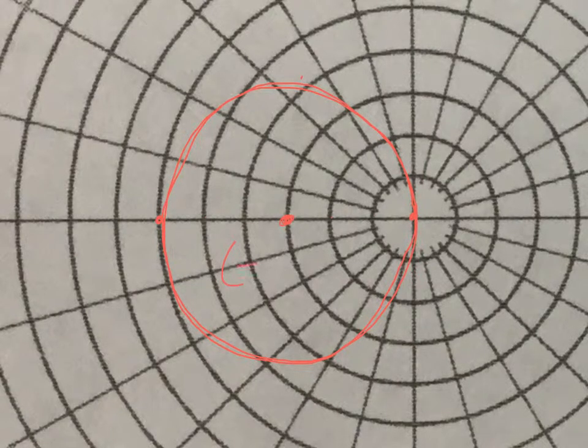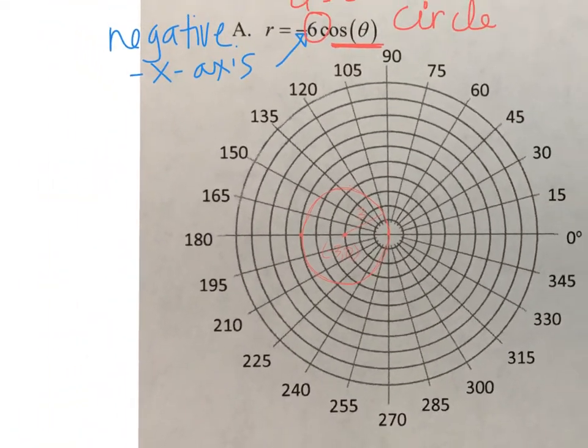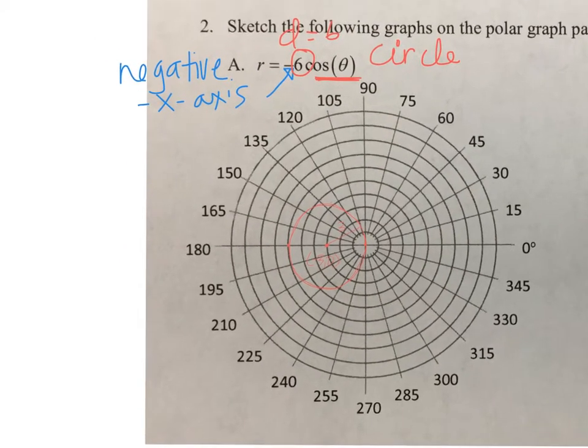The center is at the point -3, 0. It has a radius of 3 and a diameter of 6. And those are things you should recognize from this graph. If it were a sine graph, then it would open along the y-axis. But because it's a cosine graph, it opens along the x-axis.